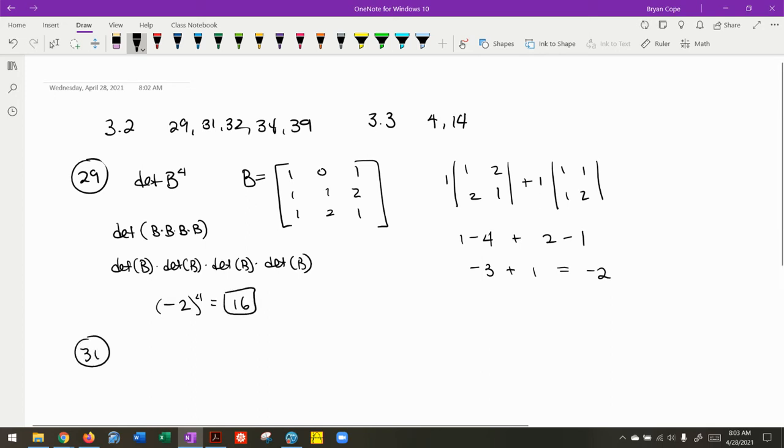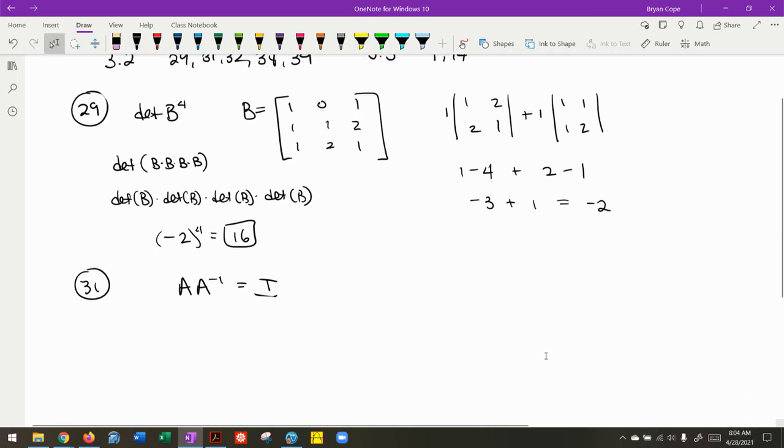Okay, 31. Show that if A is invertible, then det A inverse equals 1 over det A. Okay, so let's start this by saying that A times A inverse equals I. And then let's take the determinant of both sides of this equation. So det of A times A inverse equals det I. If it's not intuitive, det I is 1 because it's a triangular matrix and all of the elements on the main diagonal are 1, so we can multiply all those.